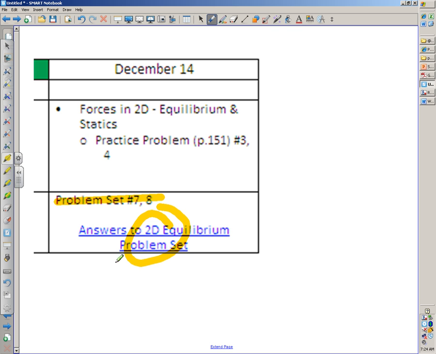So, good luck. If you have questions, check the answers online. I'll be back on Tuesday, so Monday we'll have another video introducing another kind of equilibrium in 2-dimension problem, and I'll bring it back on Tuesday.